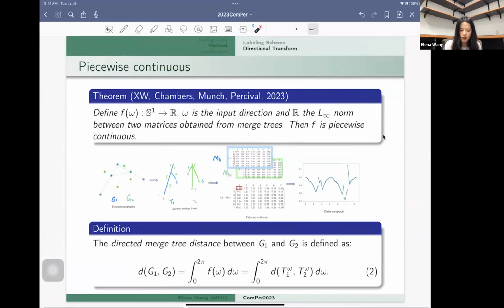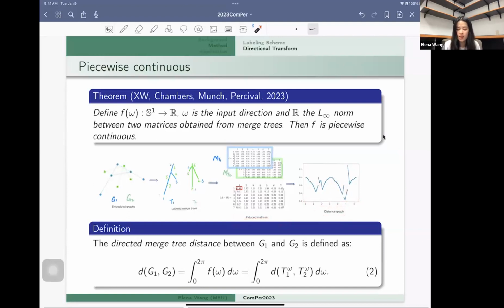So just to review the whole pipeline here, we have two embedded graphs, and at every angle we have two induced merge trees, and we compute the distance between these two labeled merge trees. We do that for all angles from 0 to 2 pi, and we get this distance graph. So the critical angles are where these jumps and discontinuity points happen.